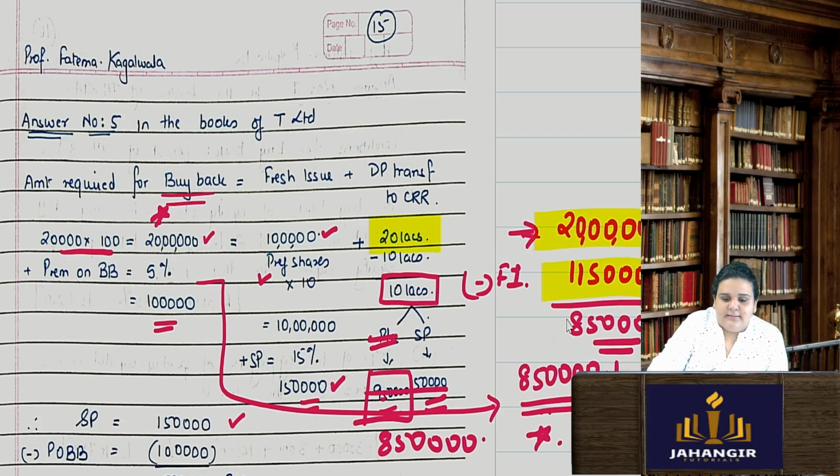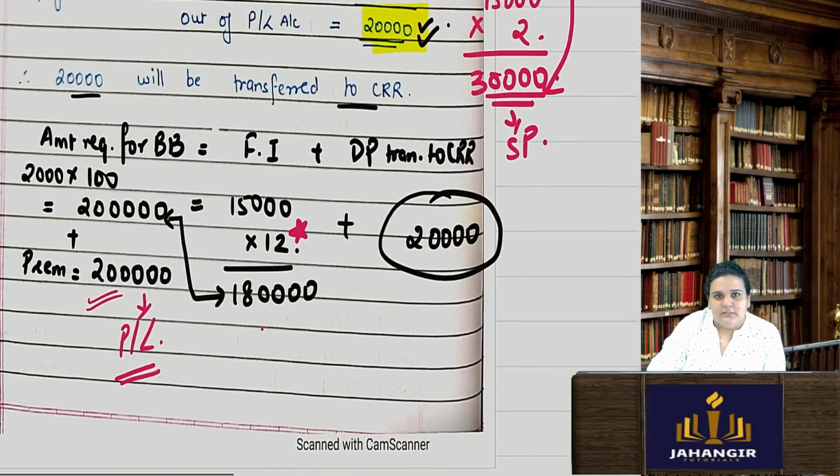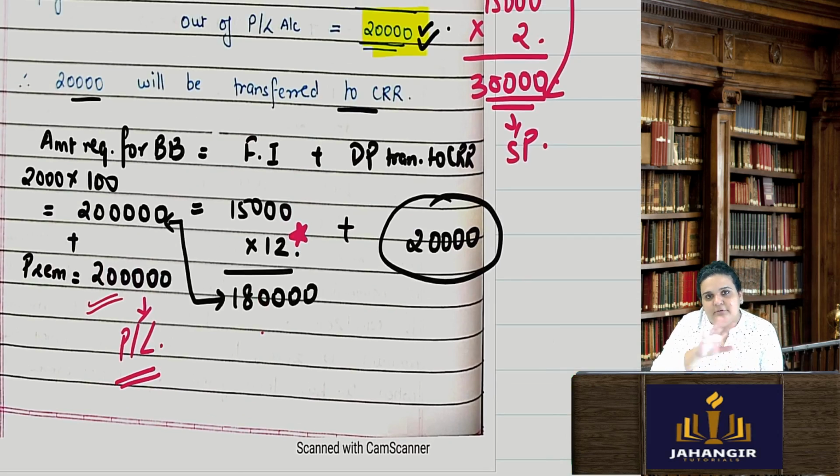Unlike this, in preference shares, this is what does not happen. Rest everything remains the same. Premium on redemption, everything remains the same.